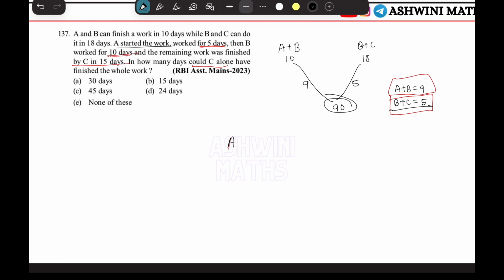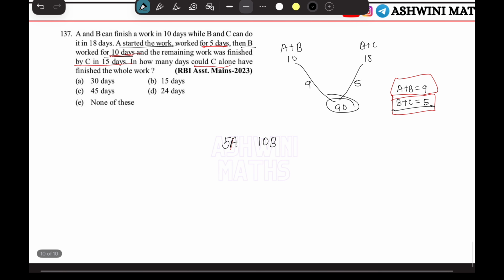And the part of B which worked for 10 days we can combine. A worked for 5 days, so the total work of A in 5 days will be 5A. Now B worked for 10 days, so it will be 10B as in the previous condition, and C worked for 15 days, so it will be 15C, and the total work again comes out to be 90.